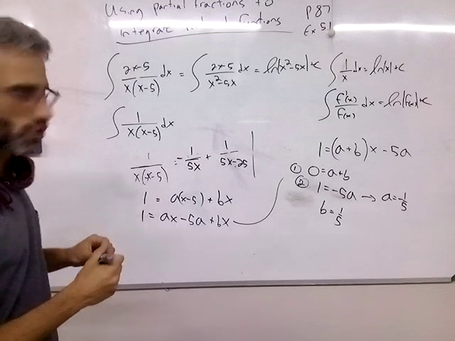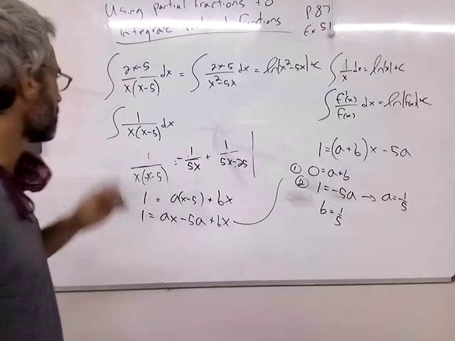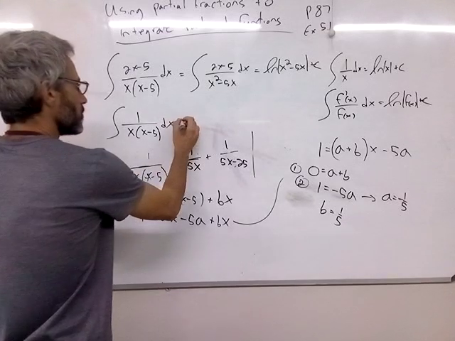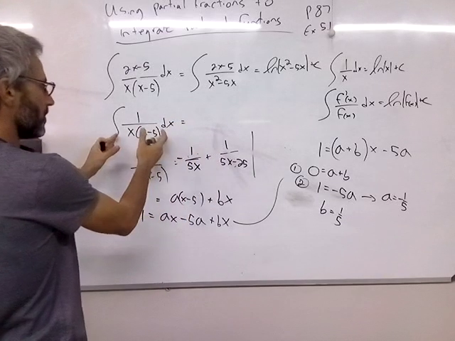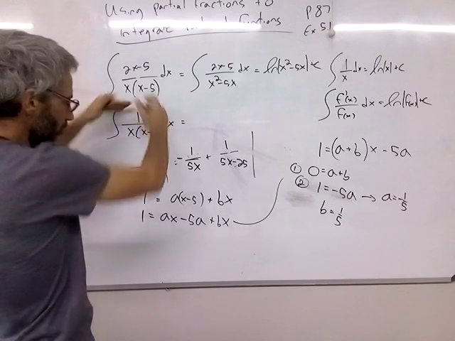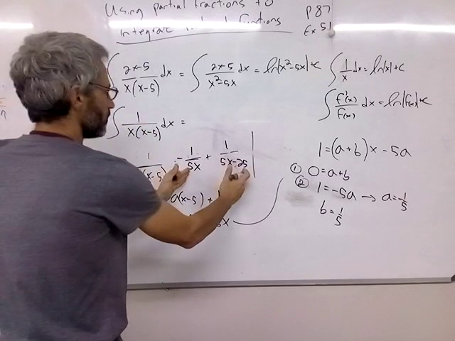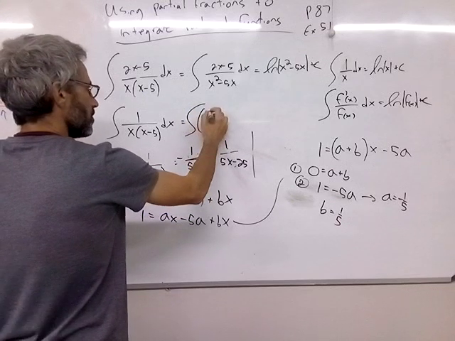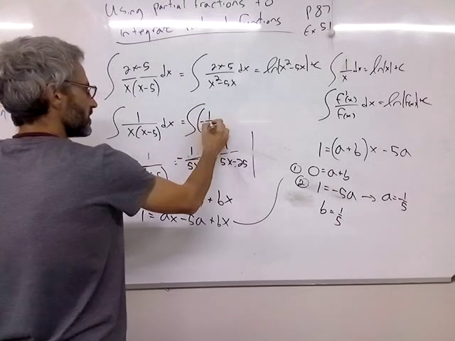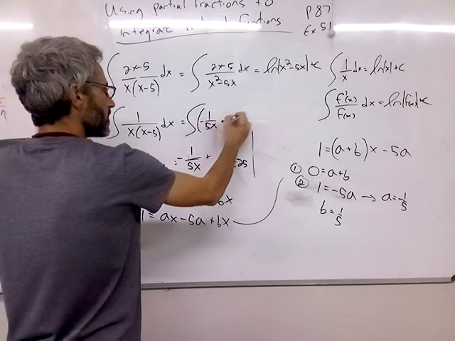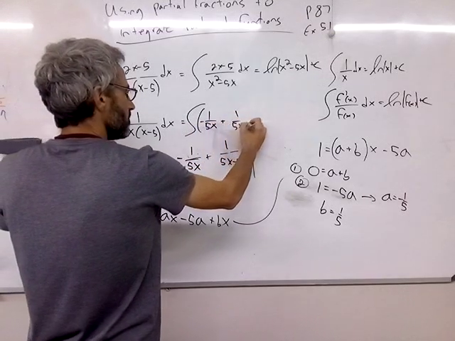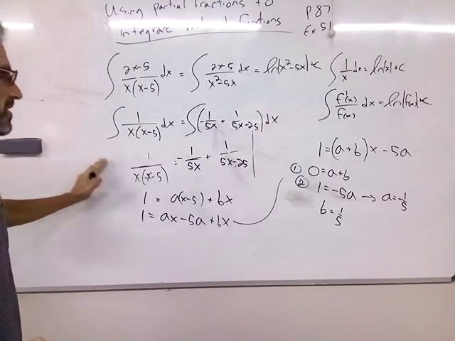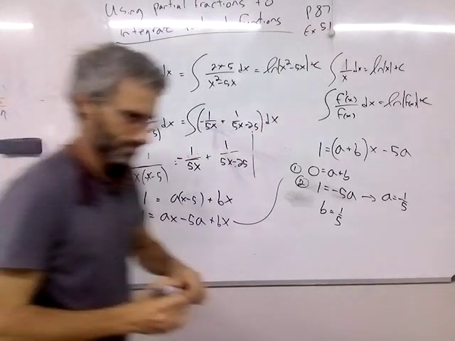Okay? So now I'm going to make a little bit of space for me. So the whole purpose, if you remember, is going back to this integral. I'm rewriting this integral as a sum of those two fractions. So it's the integral of minus 1 over 5x plus 1 over 5x minus 25, all of that dx. Okay? Now I'm going to pause and make some space.